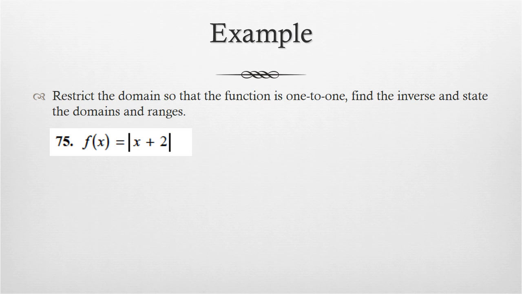This time you're going to restrict the domain. The easy way to do this is to graph it and then look at it and realize that we don't want a horizontal line to hit it in more than one spot. So figure out where would be a good place to start x or to end x, and then find the inverse and state the domain and range. Pause the recording to do this and resume to check your answer.